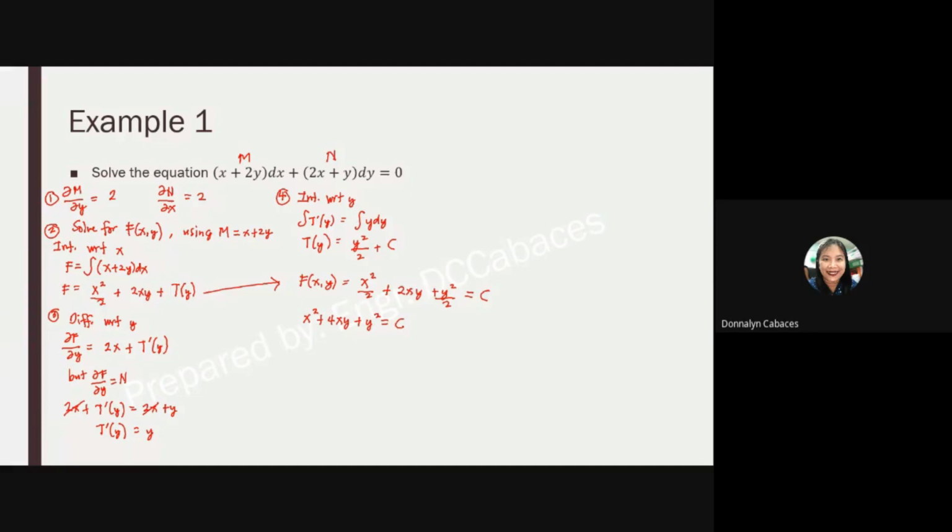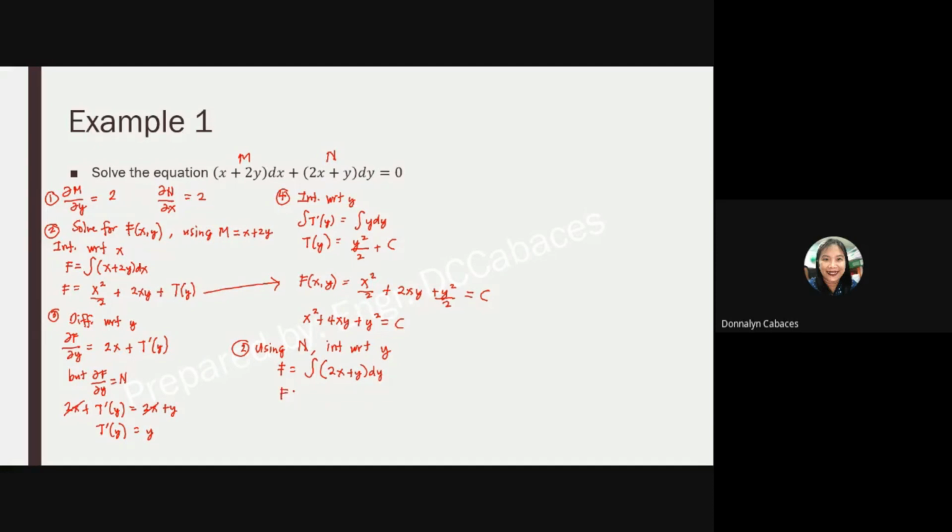Okay? Now, let us try an alternative one. So, we are done with the first method. So, punta tayo dun sa second one. We use this time using n. So, if we use n, we integrate with respect to y. So, kabaligtaran nung variable natin ditong ginamit sa m. So, f therefore is equal to the integral of n, which is 2x plus y dy.